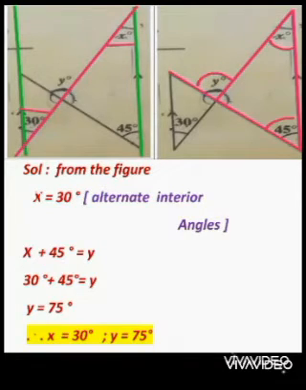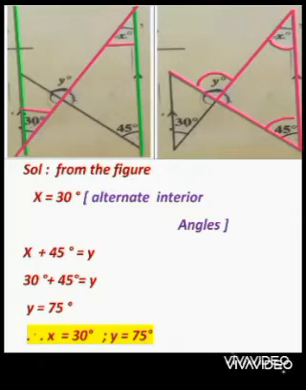So here, y is an exterior angle, and 45 degrees and x degrees are opposite interior angles. So according to the exterior angle property, y degrees is equal to x plus 45 degrees. x plus 45 degrees is equal to y degrees.